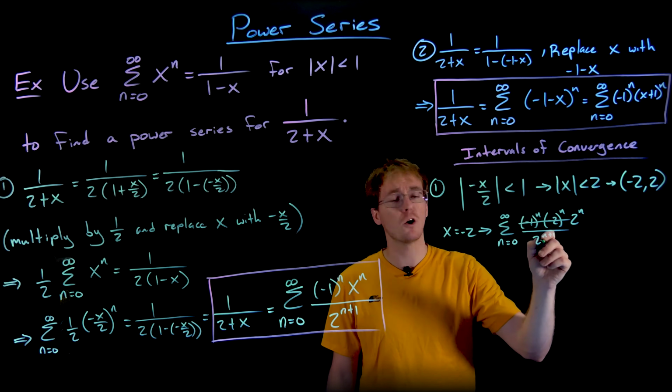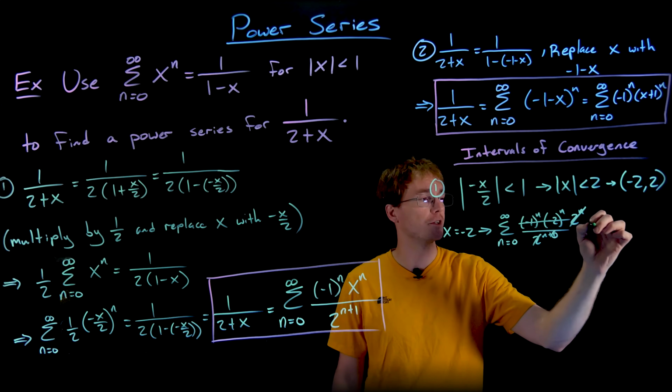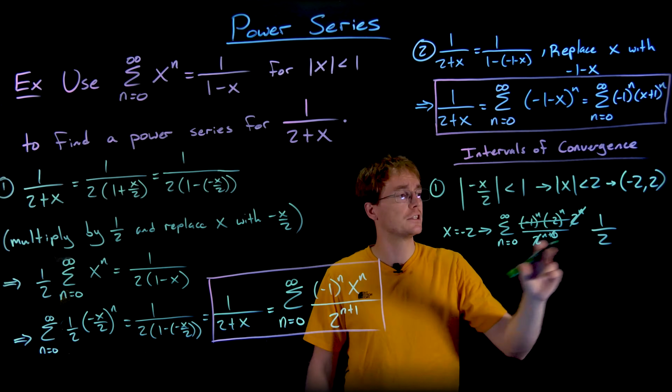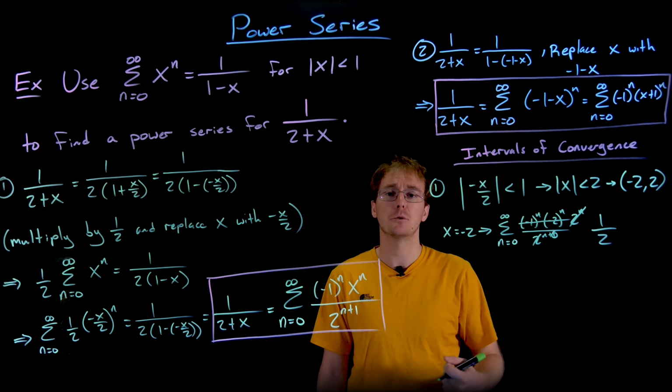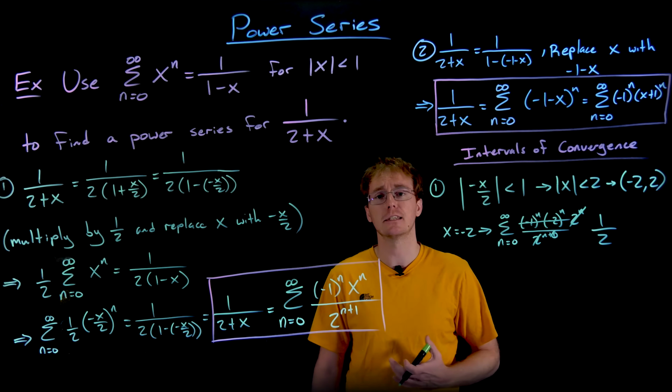We could cancel almost all these factors of 2 out, except that 1 left over in the denominator. Sorry I'm a little sloppy here, I'm just running out of space. The terms in our series would always be 1/2. And so we'd be adding 1/2 to itself over and over and over infinitely many times. And that would certainly diverge.